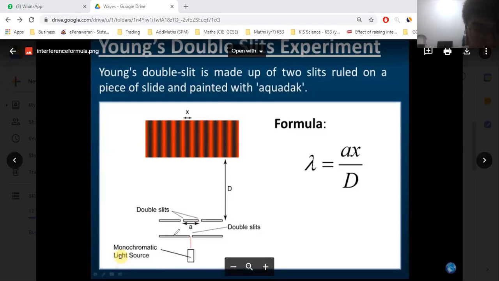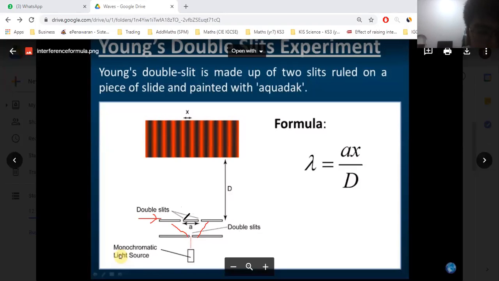Okay, so here, after the single slit, diffraction happens, right? Because just now we learned about diffraction. When the waves pass through the opening, it spreads. So here it spreads, and here you have another double slit.